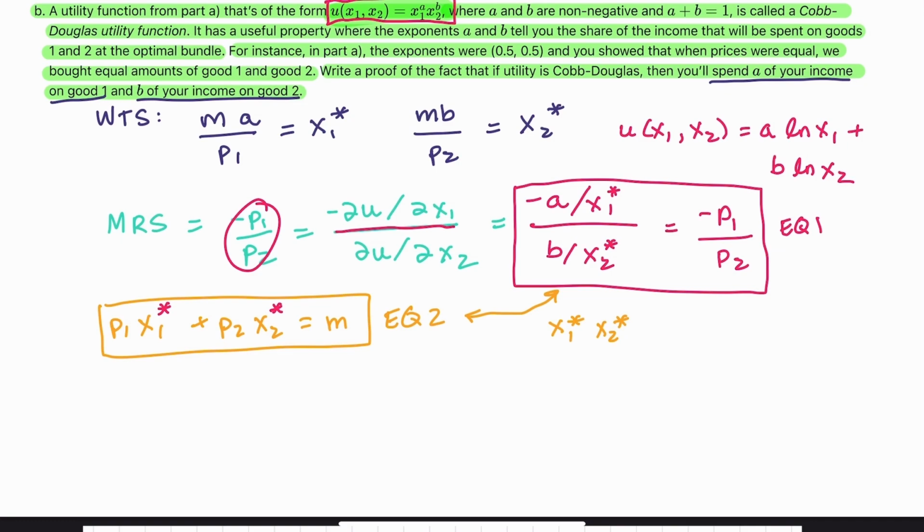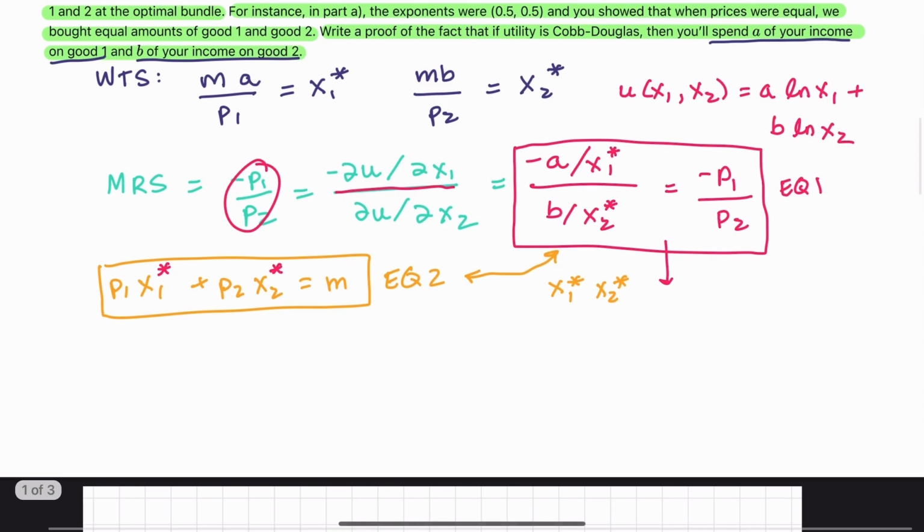So I'm going to combine these equations, maybe simplify a little bit, and then we'll see where we're at. So maybe I'll start simplifying from here. A lot of different ways you can do this. I'm going to cancel the negative signs. Get a over x1 star is P1 over P2 times B over X2 star.